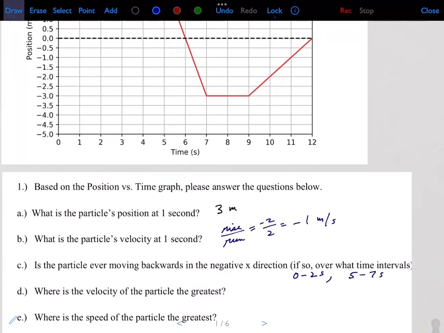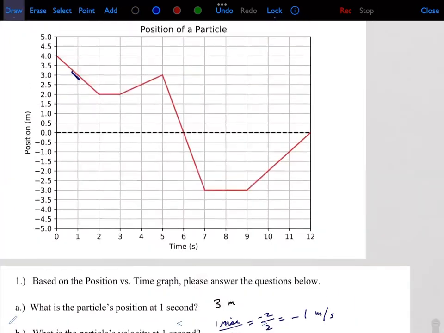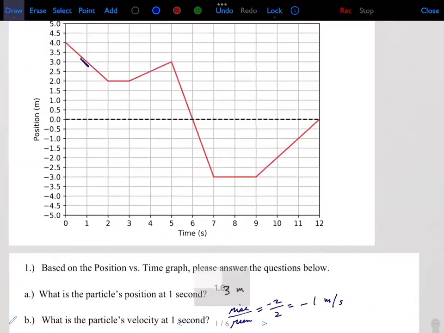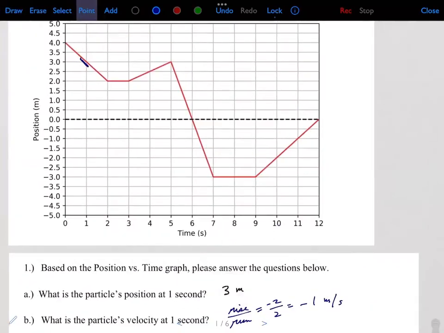Okay, where is the velocity of the particle the greatest? All right, and we're asked about velocity, right? Did I say positive velocity? Oh, I just said velocity here. So where is the velocity of the particle the greatest? So because we're asking about velocity and it has a sign, right? We're looking for the largest positive velocity. So where's the largest positive velocity? Well, the places where it's positive are from 3 to 5 seconds, right?